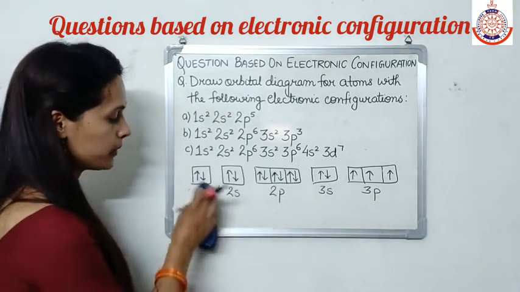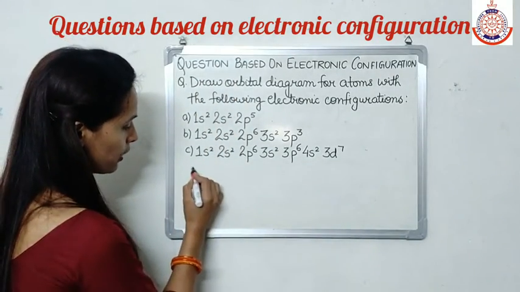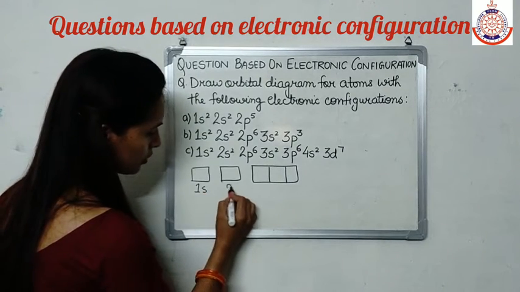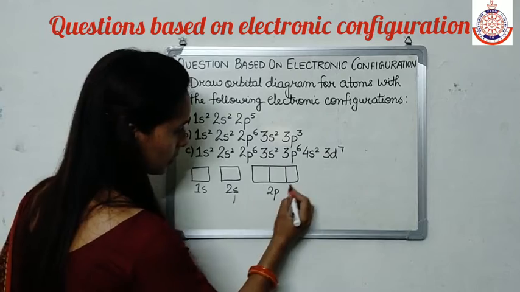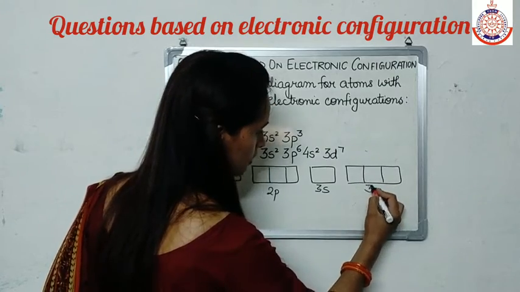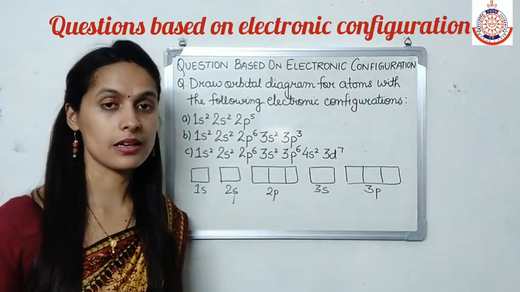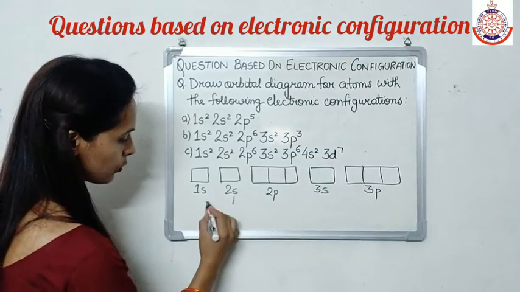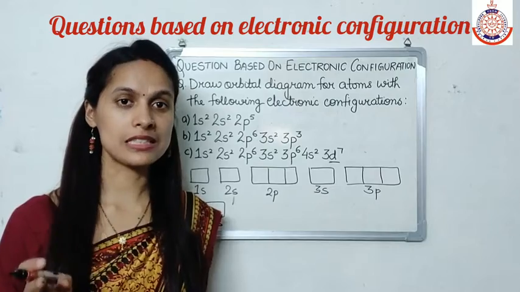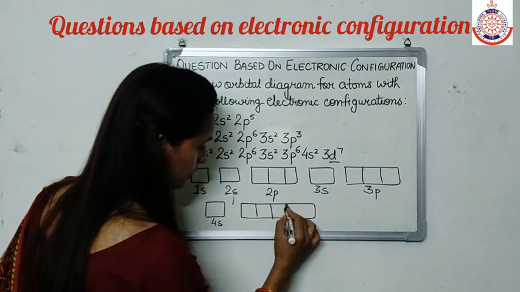Now we'll draw the orbital diagram for the third case. Starting from 1s, one box, second box, 2p. Now 3s contains one box, 3p contains 3 boxes. These boxes represent the number of orbitals. I am repeating again and again that these boxes represent the number of orbitals. 4s, 1 and 3d. Now here d. For d, the value of ml is -2, -1, 0, +1 and +2. So the number of orbitals is 5. So I'll draw 5 boxes like this.